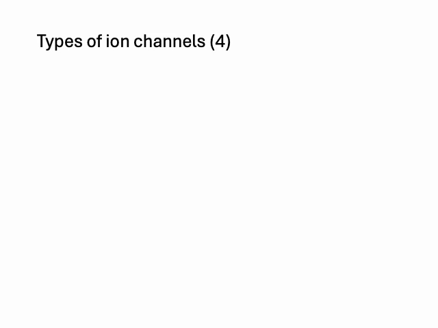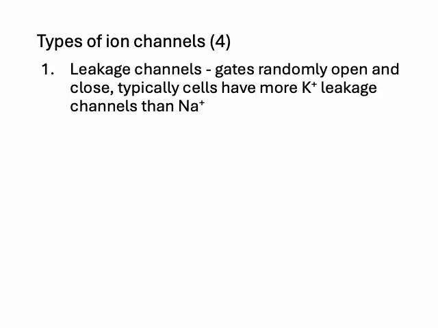All right, let's review types of ion channels. There's 4. The first one we've already talked about is a leakage channel, and these just randomly open and close. So if I were to prescribe the numbers of leakage channels, I would say that neurons have a high number of potassium leakage channels and just a few sodium ones. So that's important. That helps us establish resting membrane potential, right?